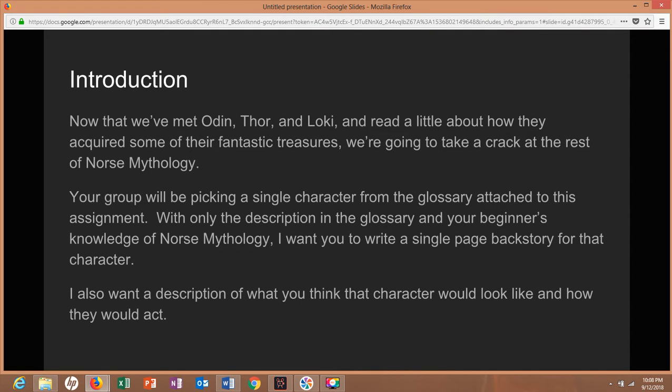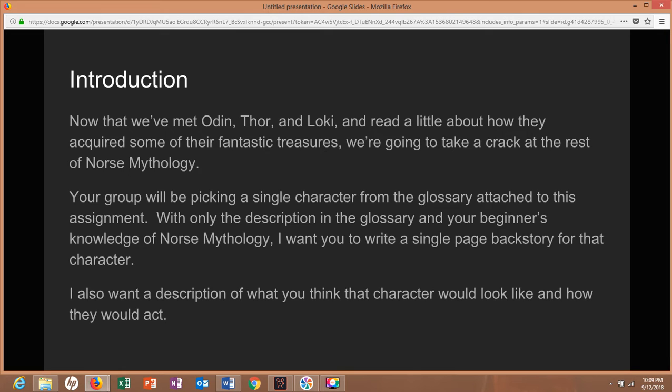I've attached a glossary with a list of characters and locations that show up in Norse mythology. I want each group to pick one of these characters. Now there's a very short description attached to each character, maybe 1 or 2 lines. And using that description and any knowledge you gain from reading the story Treasure of the Gods, I want you to create your own story about the character you choose. So it doesn't have to match the real myth in Norse mythology. This is a character from Norse mythology who you've made up a totally new story about.